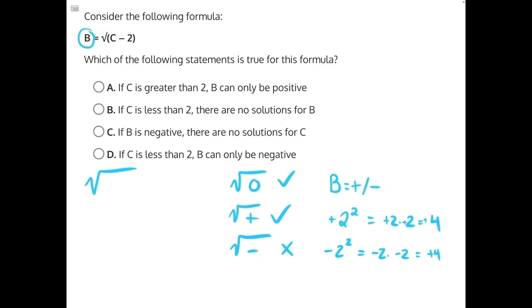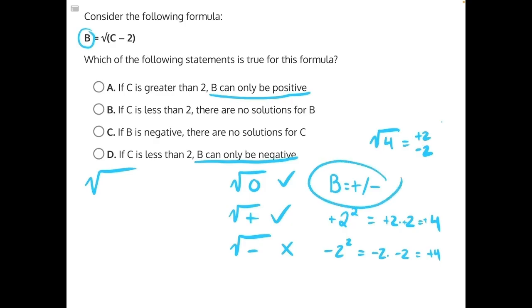So if we were to do the reverse and take the square root of 4, we would have both the answer of positive 2 and the answer of negative 2. Both of those are true. So with all of this in mind, let's look at our answer choices. The first thing we want to eliminate is anything that tells us that b can only be positive or only be negative, because as we've established, b could be either positive or negative. Both are true. So these are incorrect.